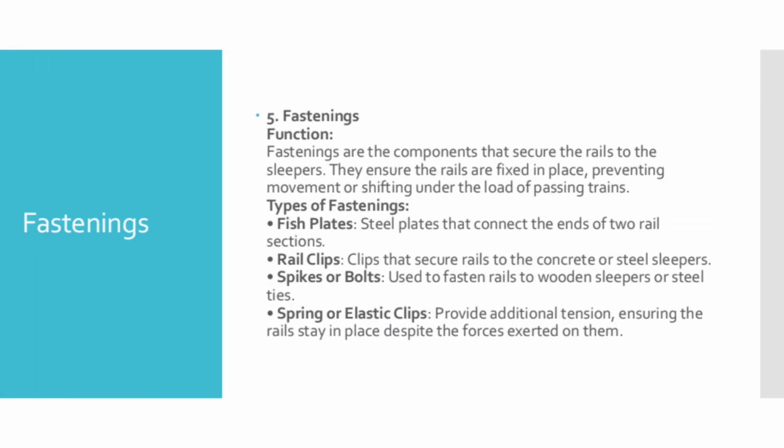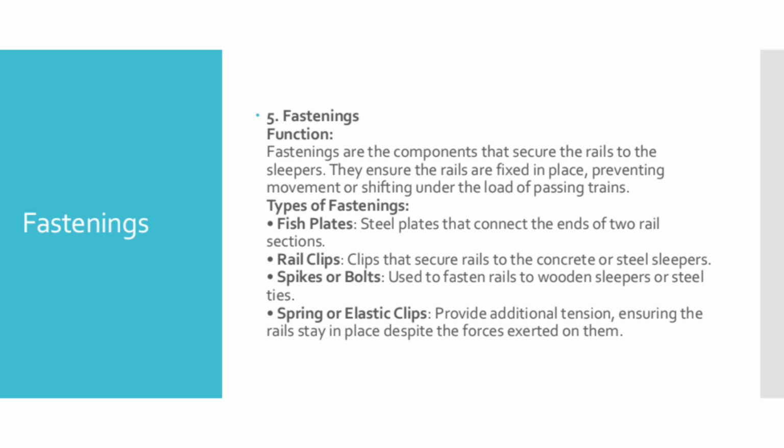Let us also see the fastenings. As I told you, friends, fastenings are the equipment which hold those rails in position with the sleepers. They are tightened with the rails and the sleepers, and they will hold the rails in position. Their function is to secure the rails to the sleepers. They ensure the rails are fixed in place, preventing movement or shifting under the load of passing trains. We know that the trains are moving at very high velocity and speed, so these fastenings keep the rails in position with the sleepers.